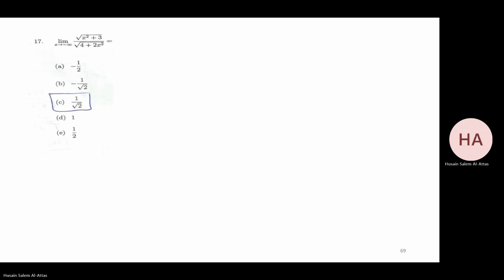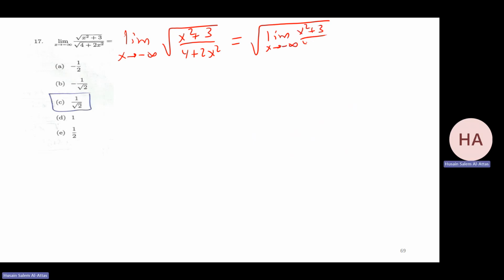You can take the absolute value of x outside from both and cancel them, or you can make it easier like this. Take the limit inside. Everything is defined. The same degree. So it will be the square root of what? 1 over 4. No, same degree, 1 over 2, which is 1 over root 2, which is this.